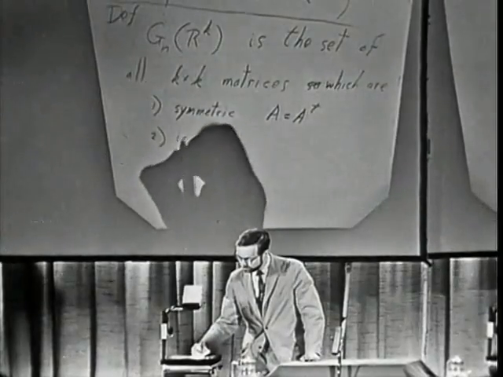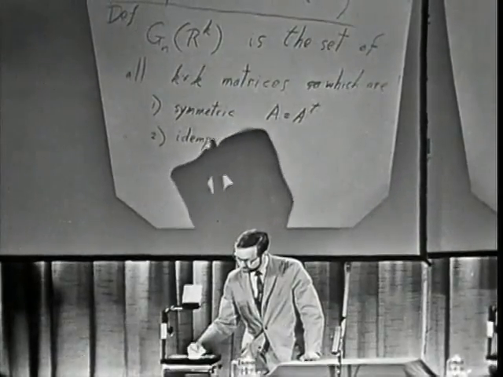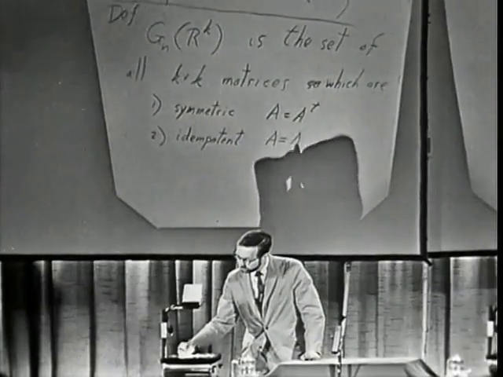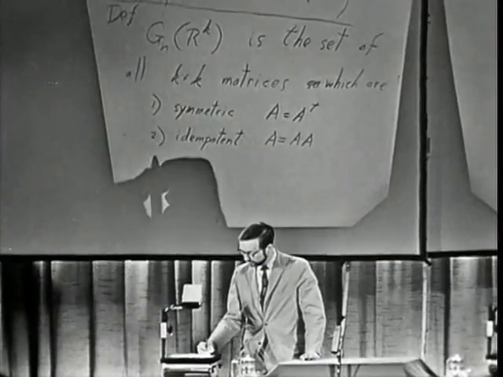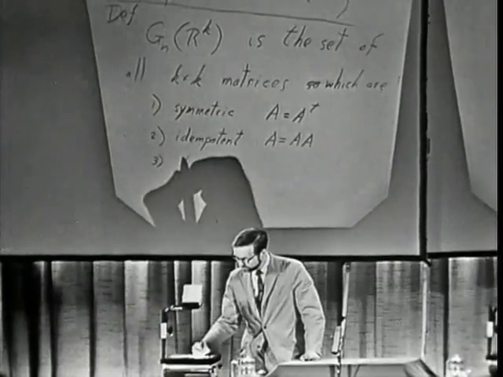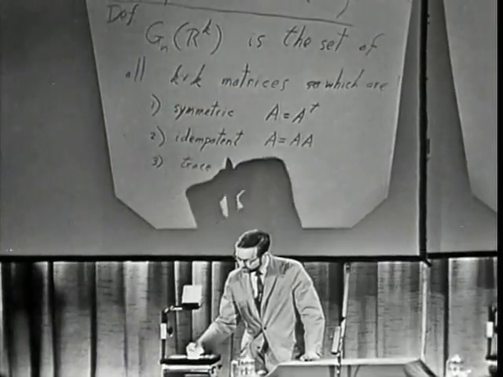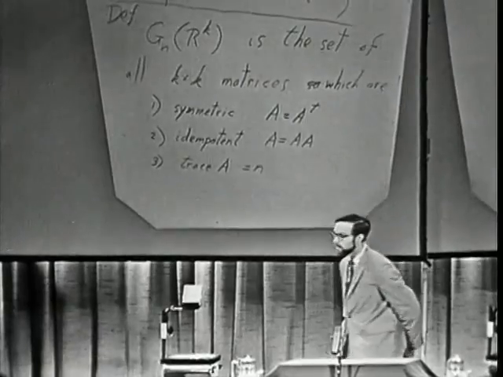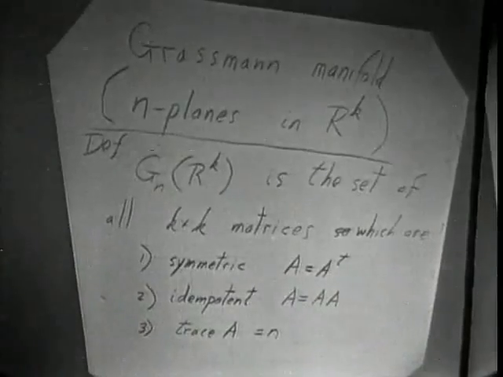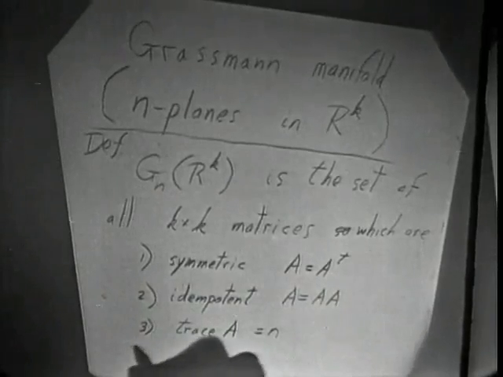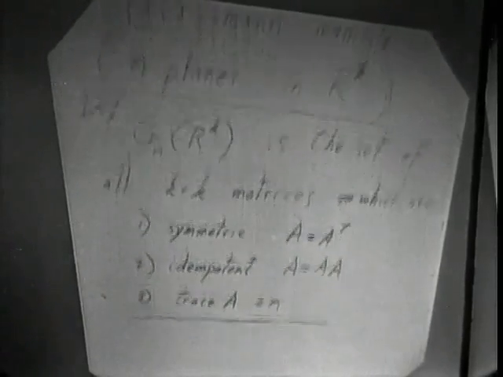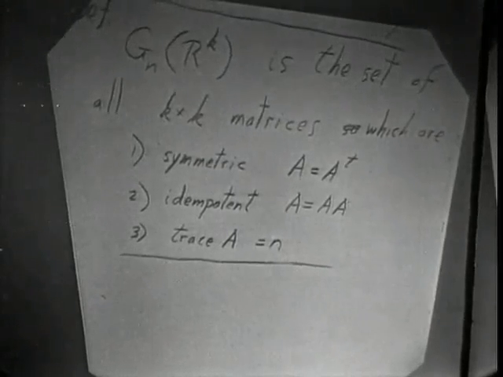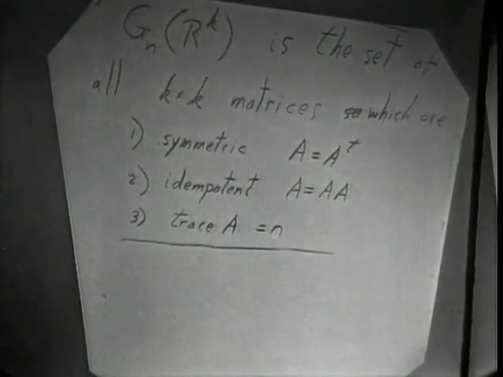Second condition is idempotent: A is equal to A times A. And the third condition is that the trace of A should equal n. This is the first time the integer n has come into the definition. Well, this seems like a rather arbitrary definition at the moment, but let's look at that and see what it means.